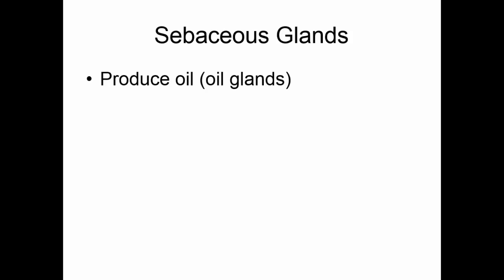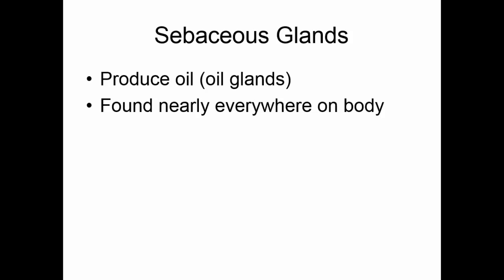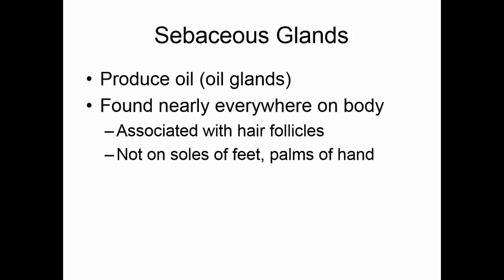These glands produce oil, so these are your oil glands. They are found nearly everywhere on your body. They're associated with hair follicles, so there are a few places on your body where you don't have hair, most noticeably the soles of your feet and the palms of your hand. That's why these areas of your body tend to get dry very easily. There are no oil glands there. The oil acts as a lubricant.